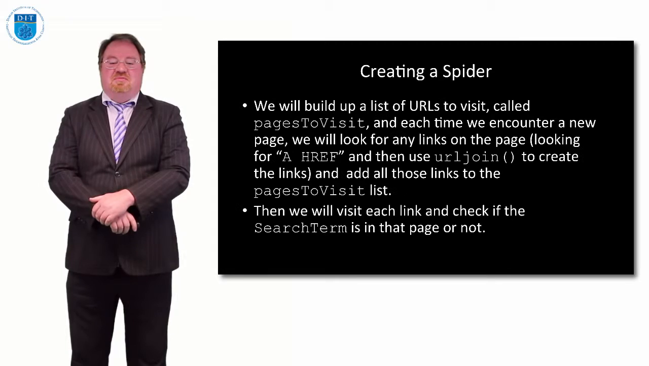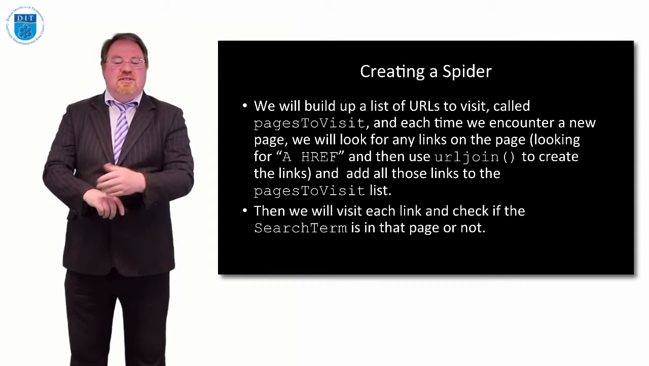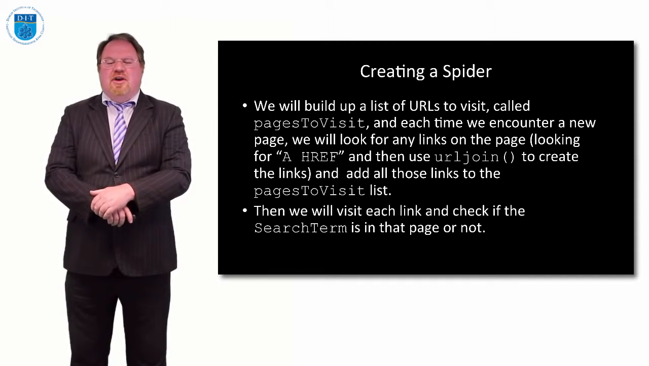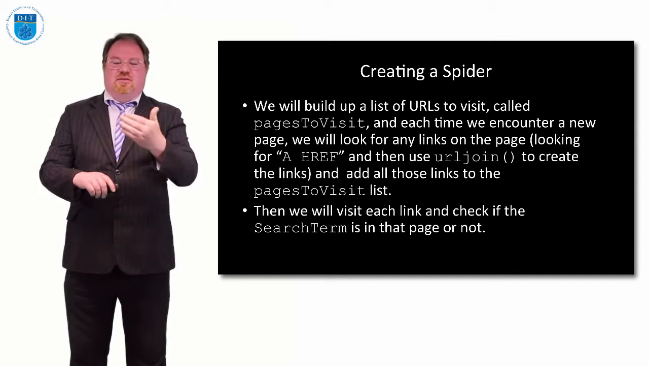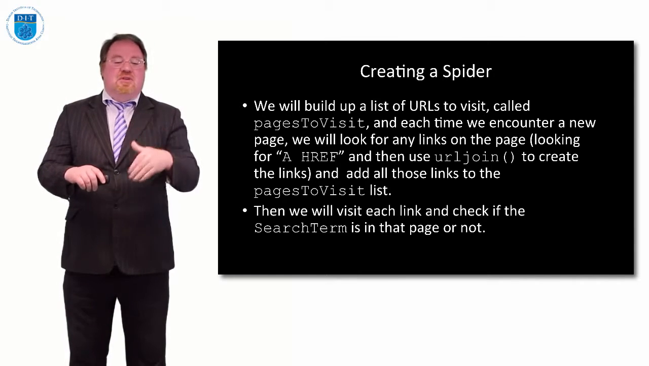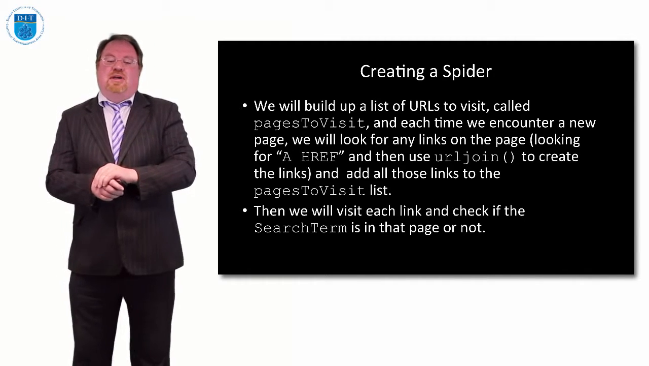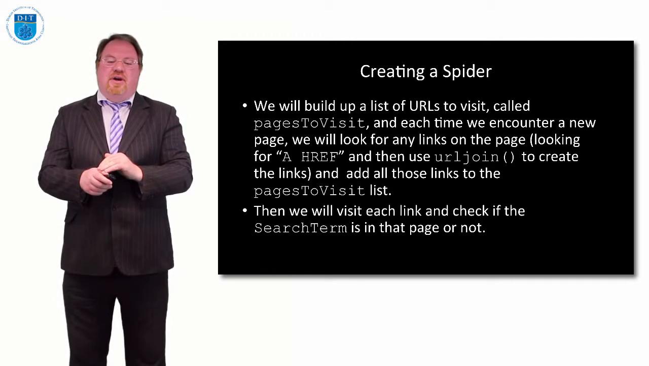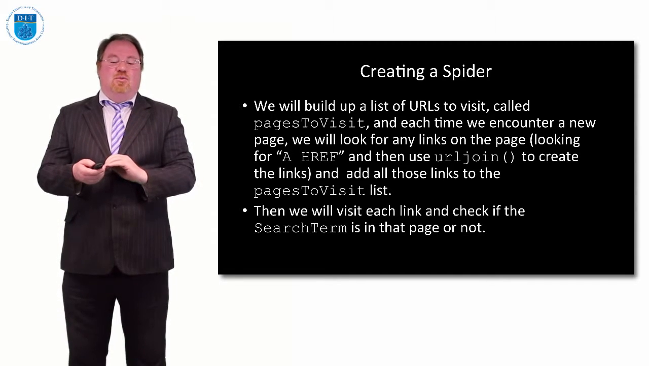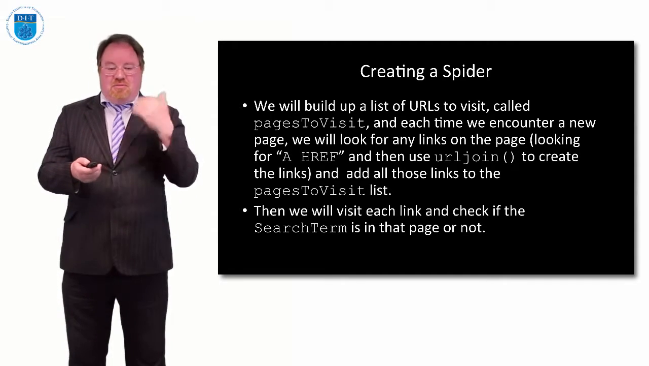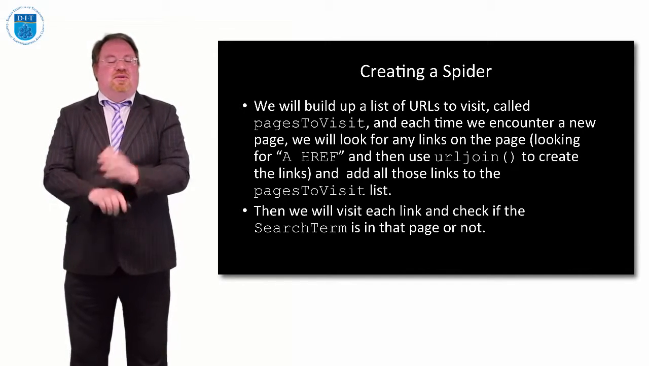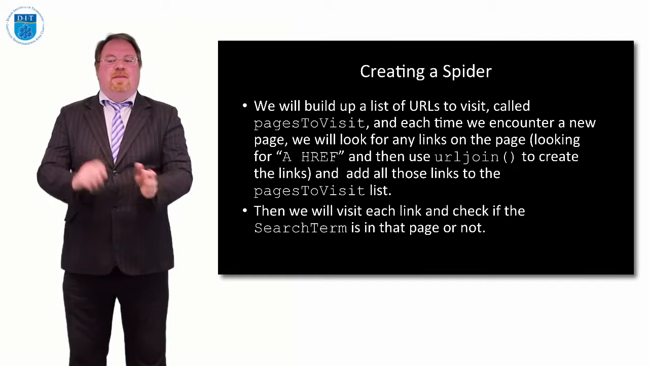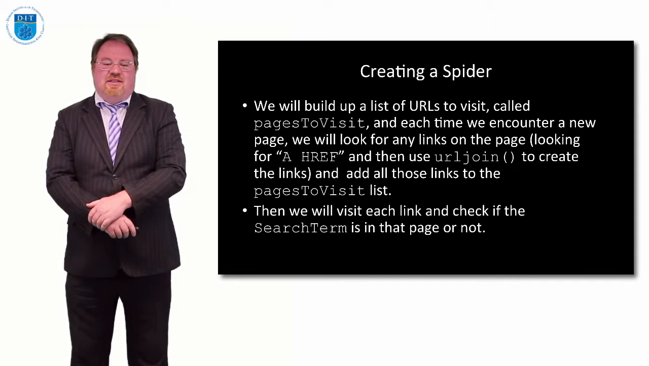So in terms of our spider, what we're going to do is have an array called pages to visit, and each page we find, each link, we're going to add it into that array, pages to visit. And when that gets to max pages, then we'll stop adding values to the array. If at any point we've visited all the pages in the array, pages to visit, then we know we can stop, whether it's hit max or not. If it's before max, that's fine.